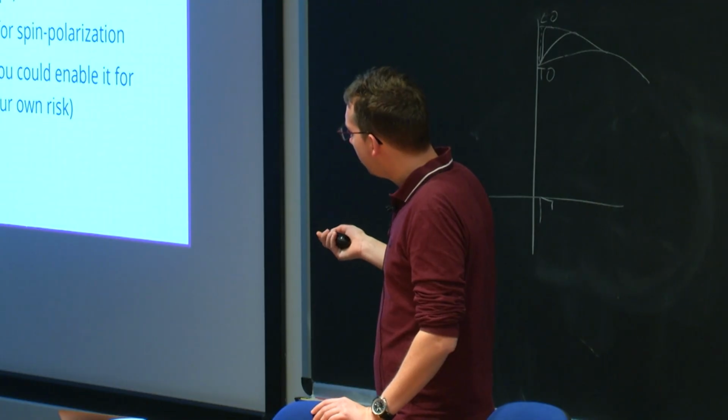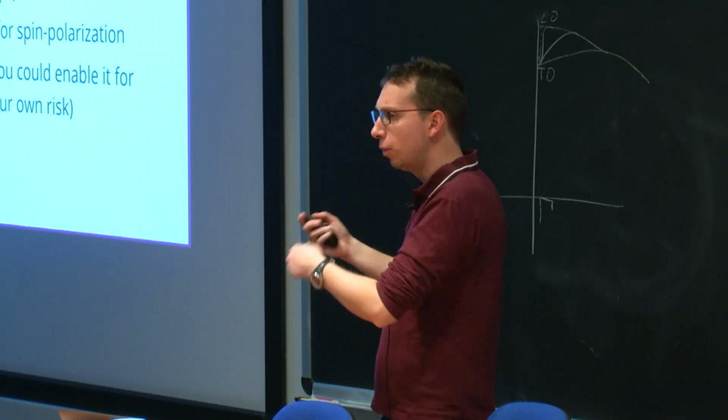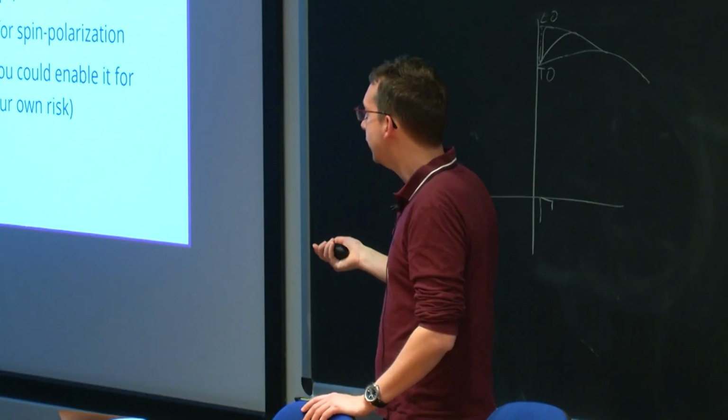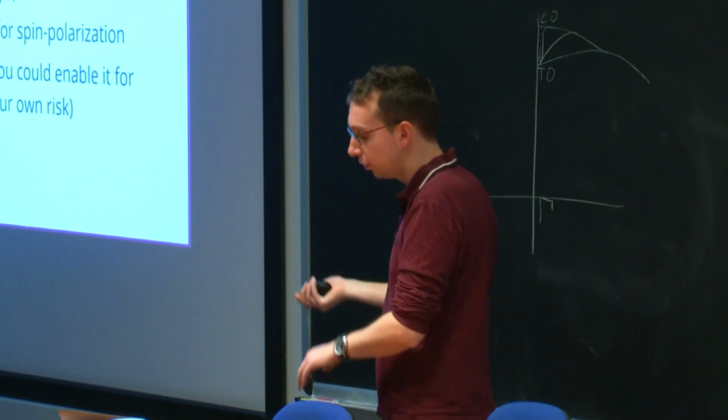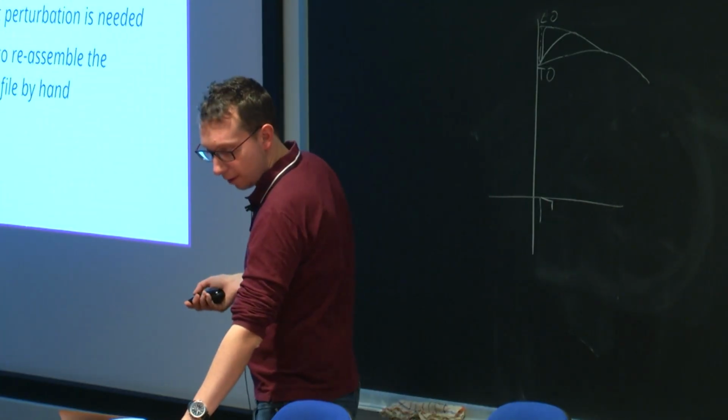There is, if I remember correctly, very limited support for spin polarization. So I will just consider the average spin, and it doesn't work for metals. It's the same story as before. You can enable it if you want.